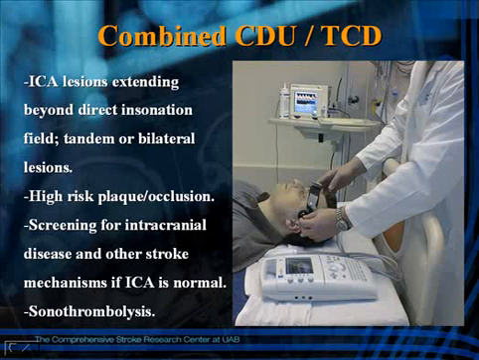we can identify the offending mechanism of stroke, and tailor-make our secondary prevention strategies and treatments. So particularly remember when to order both carotid and TCD if you don't do it routinely. If you didn't see the distal end of the ICA lesion on duplex ultrasound, you didn't see the end, you may be missing the most significant portion of the stenosis. So ICA lesions extending beyond the direct insonation field. If you have tandem or bilateral lesions, if you want to identify high-risk plaque or occlusions at high risk of stroke recurrence, remember that I mentioned screening for intracranial disease and other stroke mechanisms.